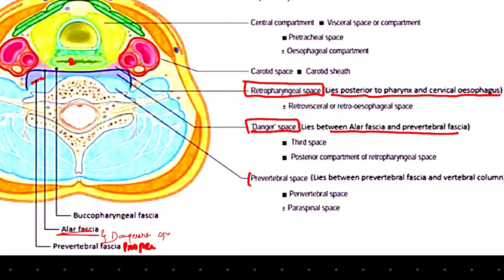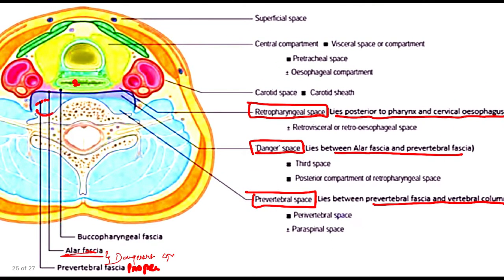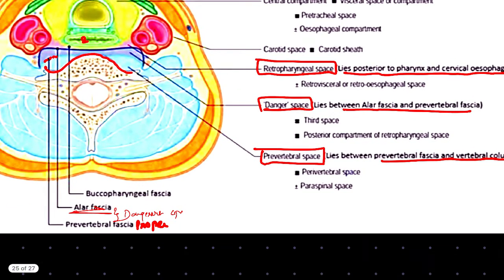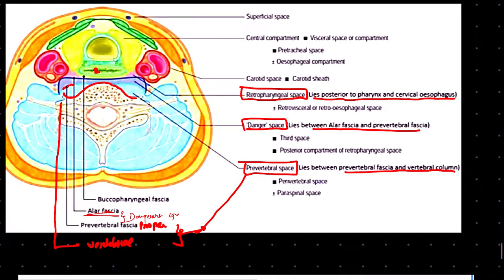And we talked about the pre-vertebral space earlier. It is between the pre-vertebral fascia and the vertebral column. Let's say this is the start of our vertebral column, and this is our vertebra. Now between this proper fascia and the vertebra, there is this pre-vertebral space. These are about the spaces.